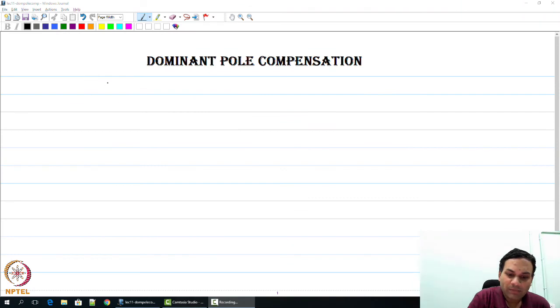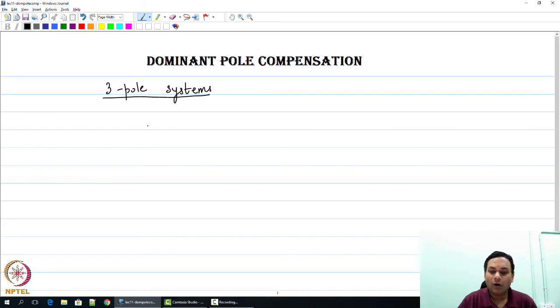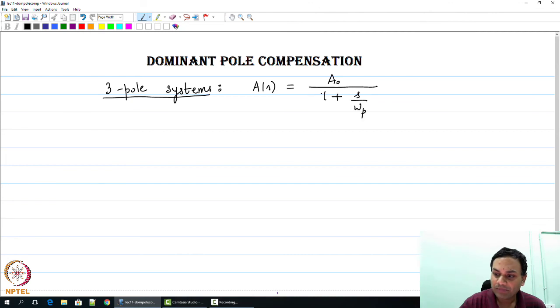In this lecture, we will again continue our study into the stability of multipole feedback systems. So we have so far been looking at three-pole systems. So in other words, your forward block A of s has three poles, so we will represent it as A naught by 1 plus s by omega p, the whole cubed.